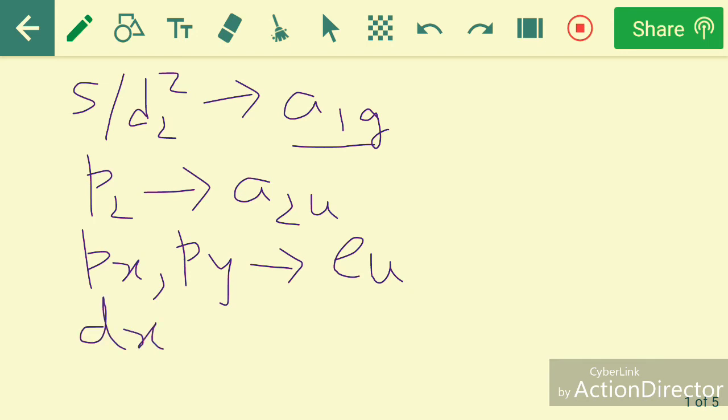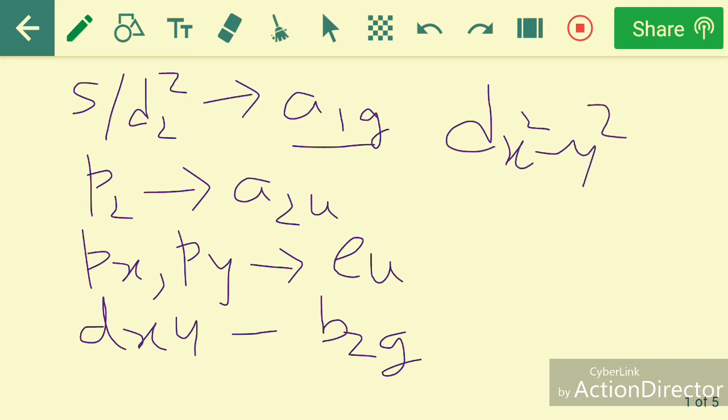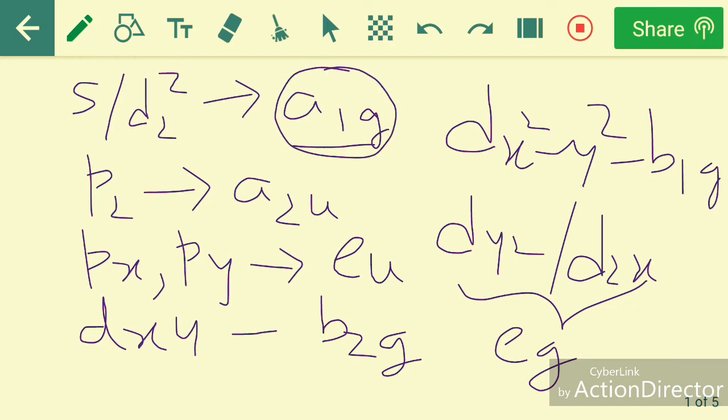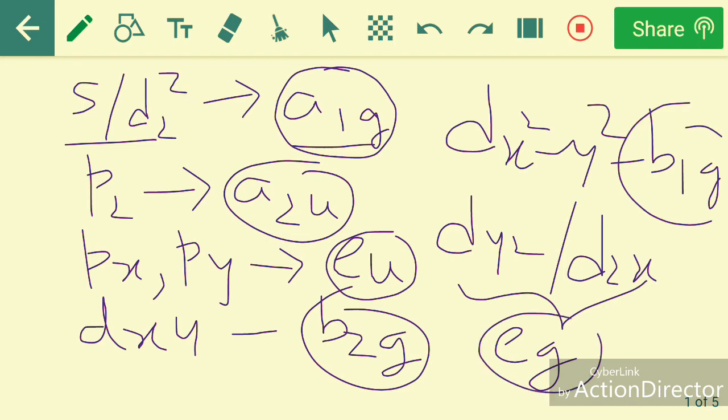Then dxy is represented by b2g. Dx square minus y square is represented by b1g. Dyz and dzx are under the Eg set. So now, one by one, we will explain how we can represent these different orbitals by these different symbols.